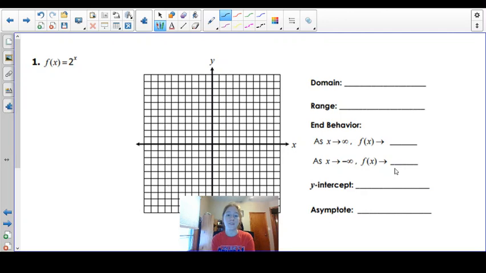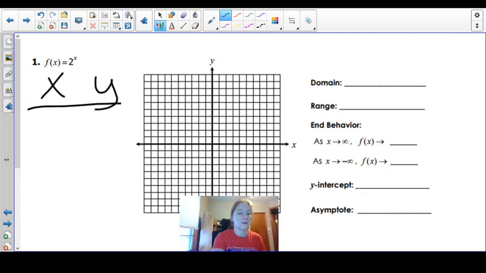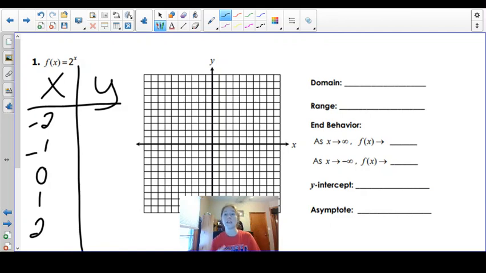All right, here's my first example, 2 to the x. Since I have the b value 2, it's going to be an exponential growth, and it's going to be increasing. So from left to right, I should be going up. What we're going to start off doing is creating an xy table, and we're going to use the values -2, -1, 0, 1, and 2. Sometimes we can use negative numbers, sometimes we can't.